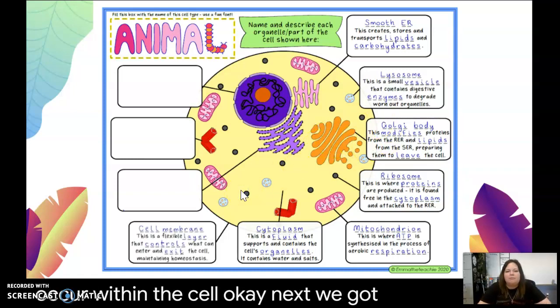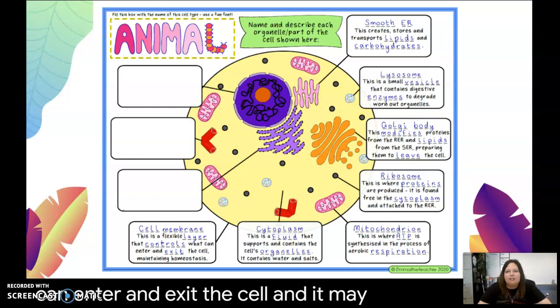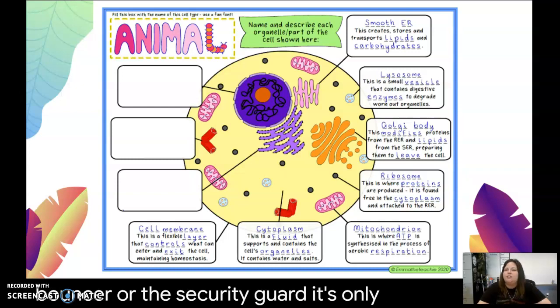Okay, next we got our cell membrane. This is a flexible layer that controls what can enter and exit the cell, and it maintains homeostasis. Think of this one kind of like as the bouncer or the security guard. It's only letting certain things in, okay, and out.